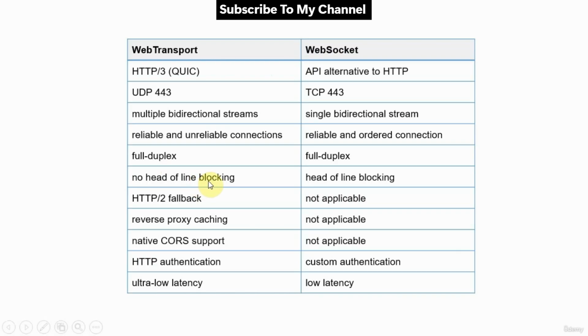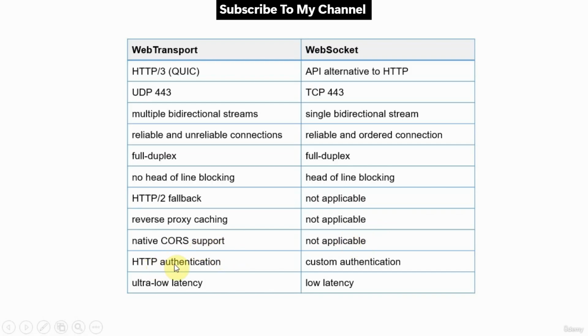Web Transport has no head-of-line blocking except within a specific stream. It will fall back to HTTP 2, whereas WebSocket won't. Reverse proxy caching is supported on Web Transport, whereas with WebSocket it's supported to some extent, but it's quite difficult. You do have to set it up. You have to make sure you're using TLS, and there are some other settings, so it's not something that's natively supported. You do have to configure it. There's native CORS support with Web Transport, and you actually have that with WebSocket too, but it's not native.